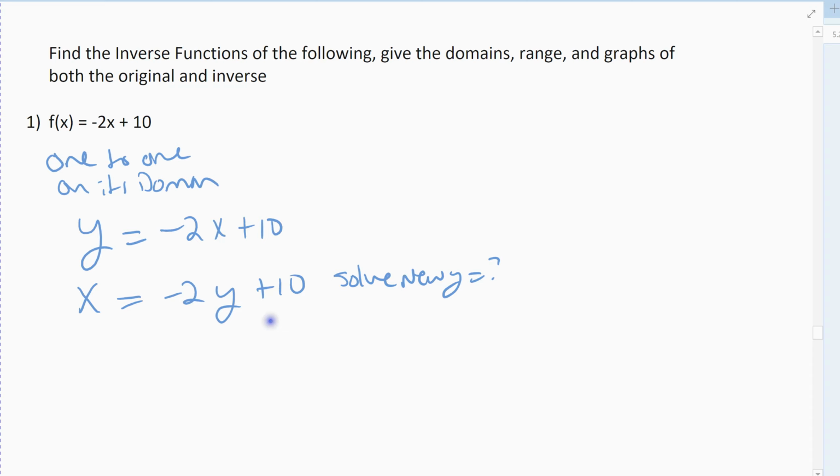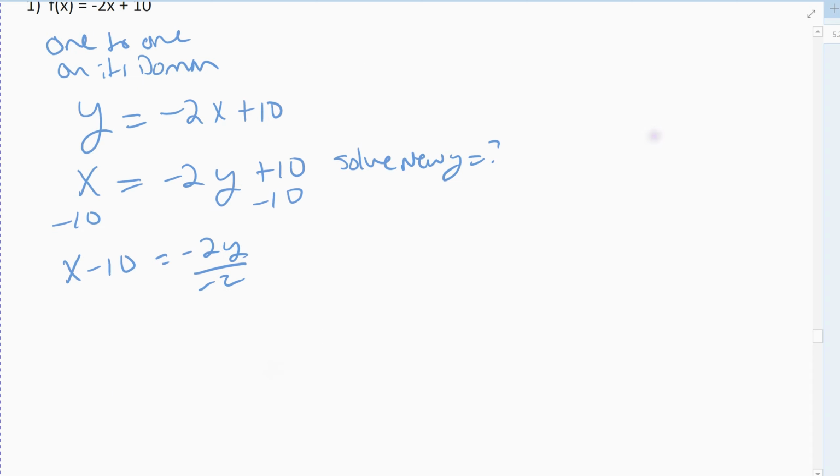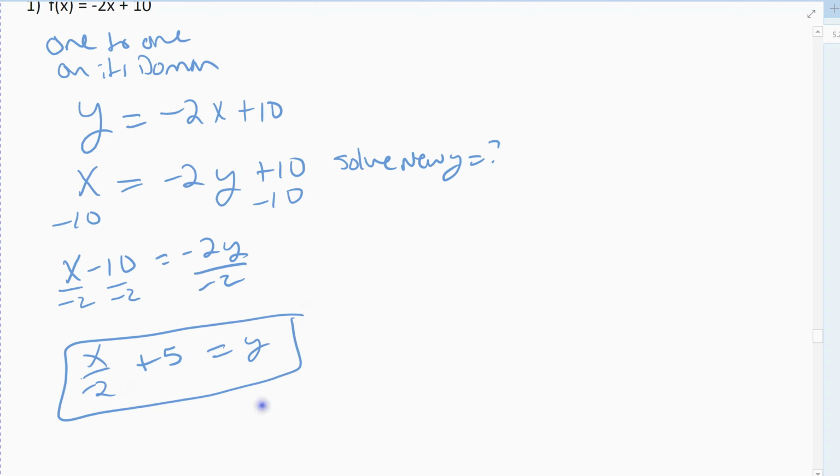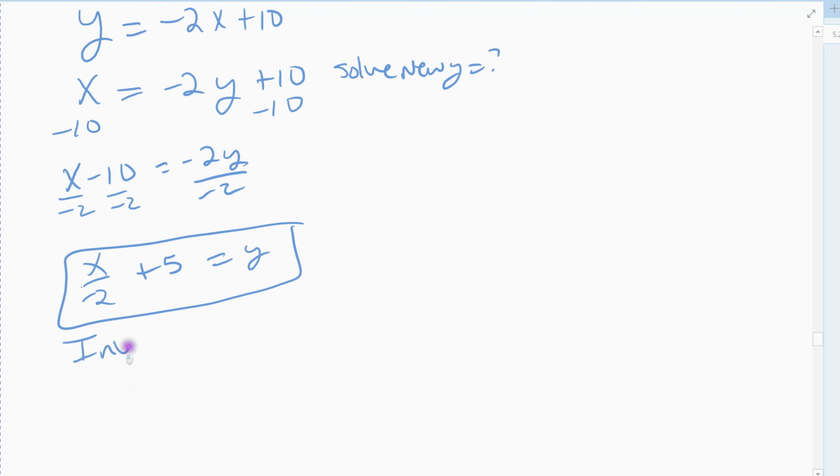Alright, well, that means I've got to isolate y, so the first step is to move the 10 over, so I get x minus 10 equals negative 2y, divide by negative 2, and remember when we divide everything, so I get negative 1/2 x plus 5, or if you prefer, x over negative 2 equals y, and there's my new y. And so this is the inverse function. So our inverse, f inverse of x equals x over negative 2 plus 5.